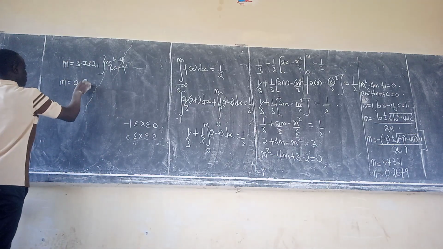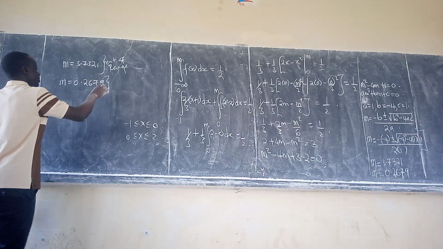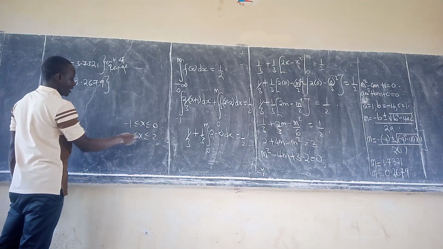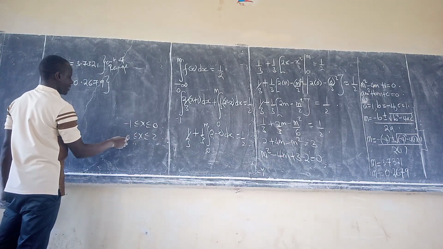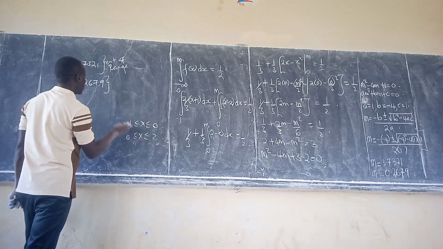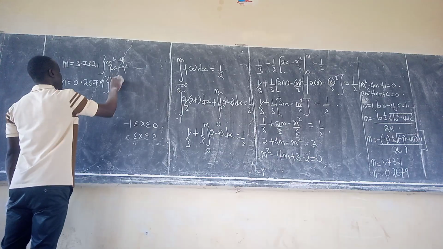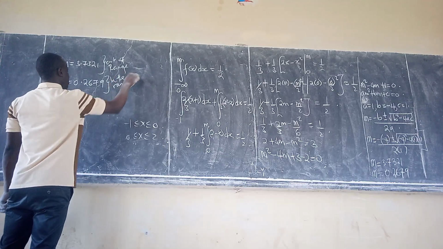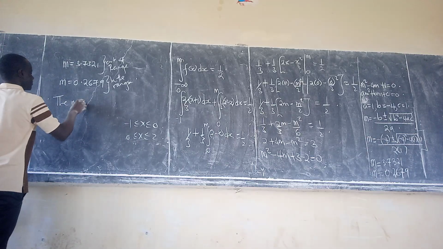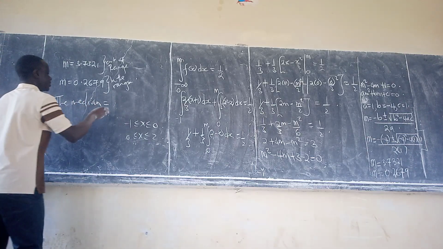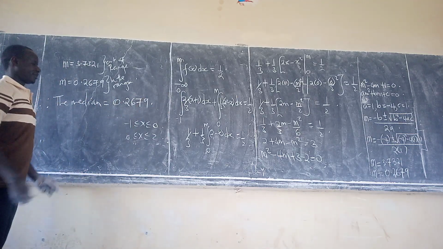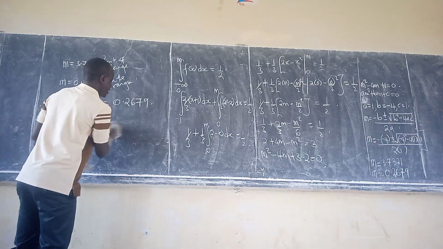So we are left with the second one. Our m is 0.2679. You ask yourself, is this one between this and this? Because this was the median interval. And 0.2679 lies between 0 and 2. So this is in the range. Therefore, the median becomes 0.2679, and that is how we get the median.